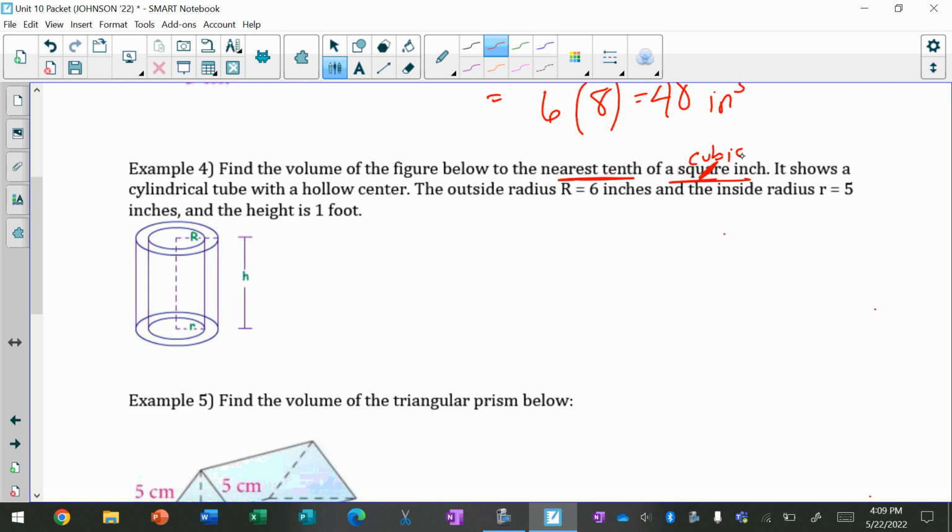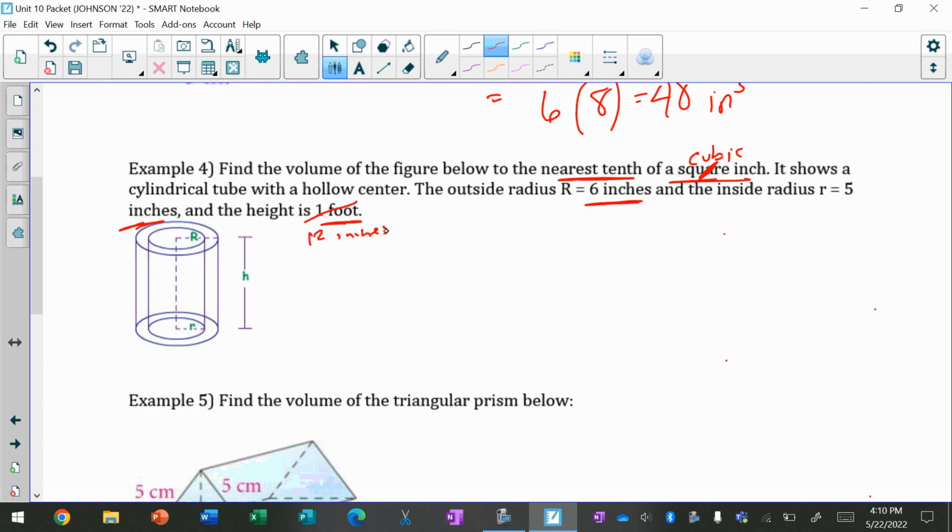It shows a cylindrical tube with a hollow center. The outside radius is 6 inches, and the inside radius is 5 inches. And the height is 1 foot. So first of all, notice inches, inches, feet. Anytime you're calculating volume, area, you want to make sure everything is in the same units. So we're going to turn this all into inches because that's quite simple. We're going to make this say 12 inches.